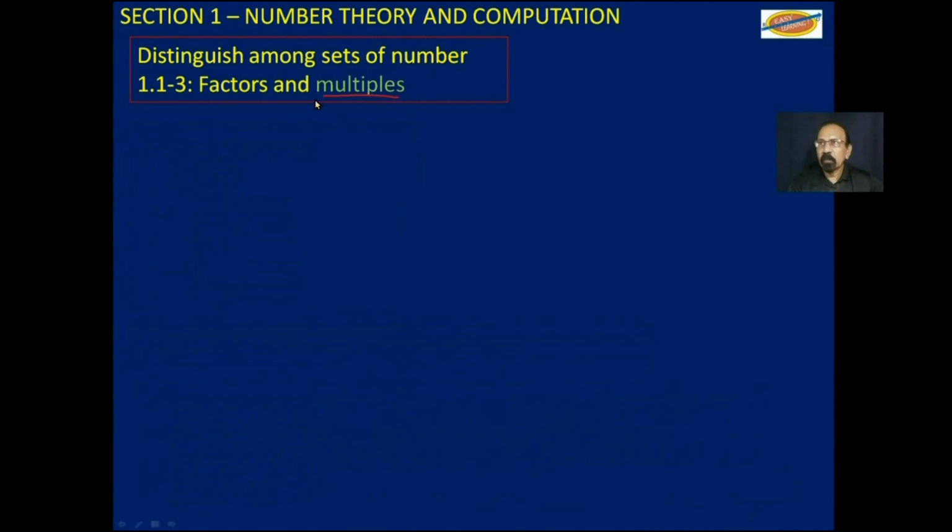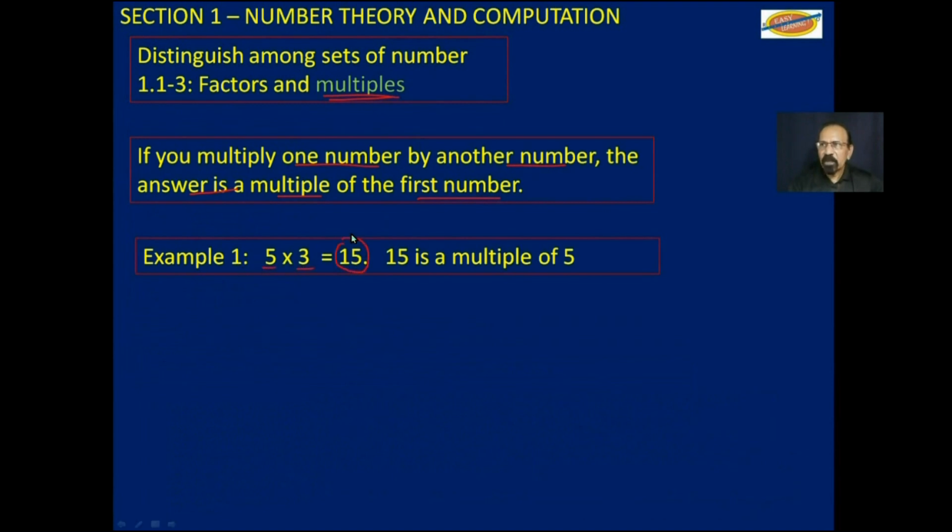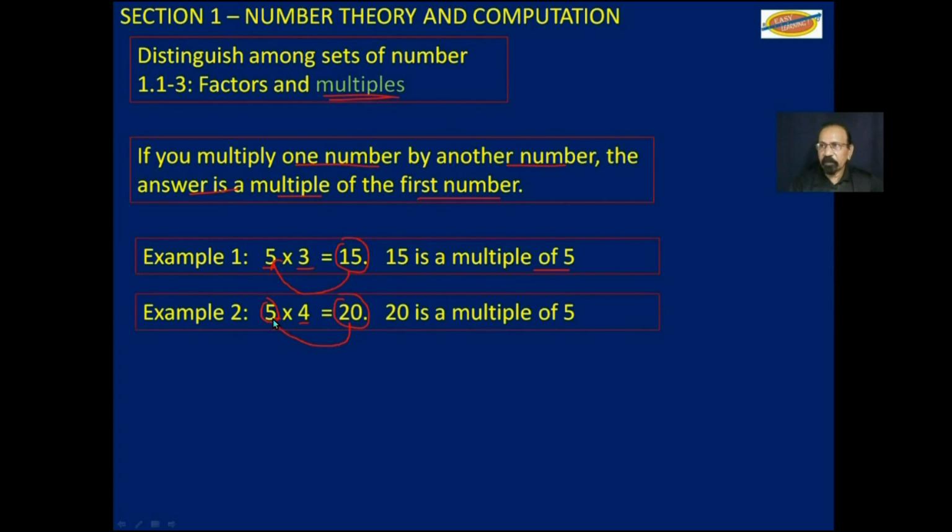Now let's talk about multiples. If you multiply one number by another number, the answer is a multiple of the first number. For example, 5 multiplied by 3, you get 15. 15 is a multiple of 5. If you multiply 5 by 4, you get 20. 20 is a multiple of 5. If you multiply 5 by 5, you get 25. This 25 is a multiple of that 5.